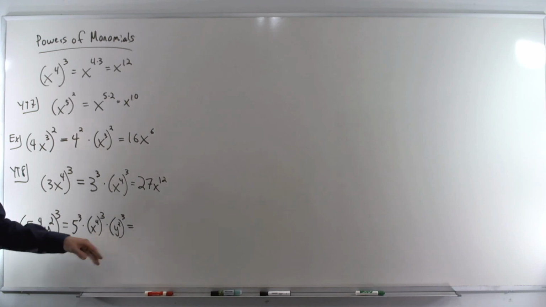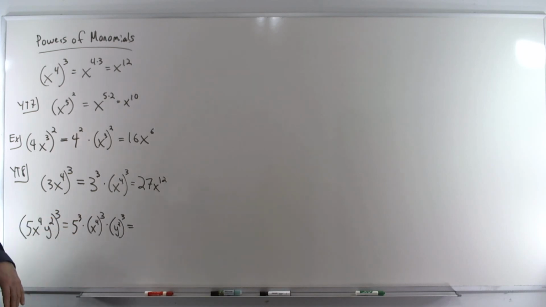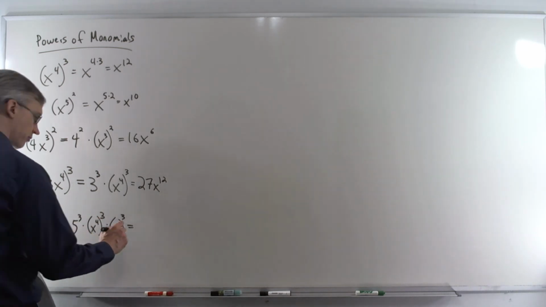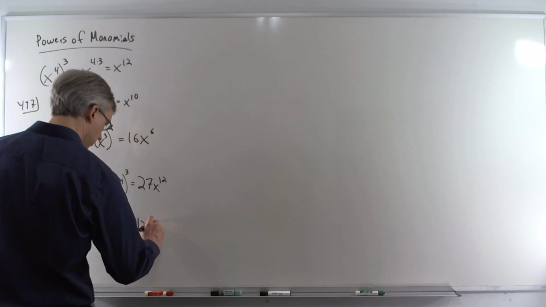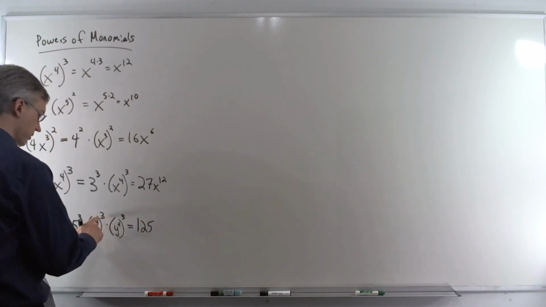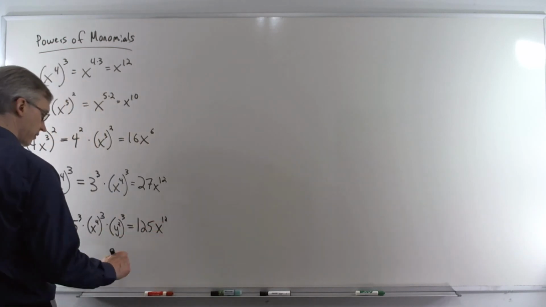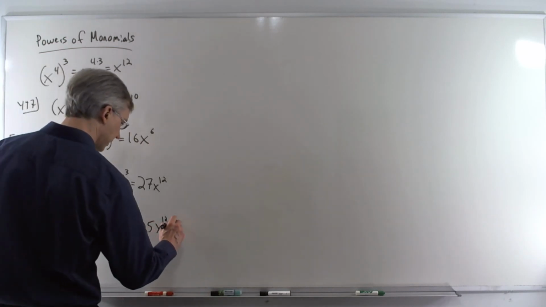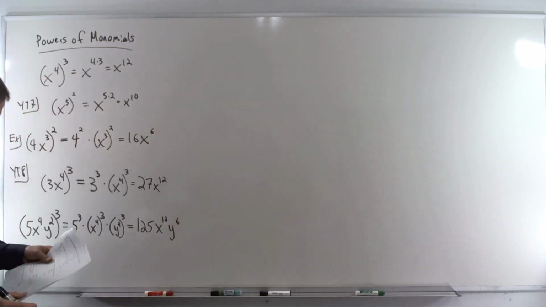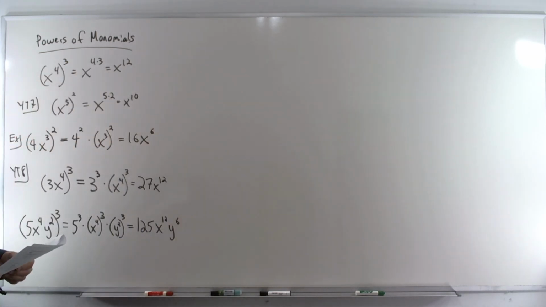Now I write out this step, and it's a good idea to do so when you're first encountering these types of problems. Make sure to keep things clear and organized. But once you get good, you can probably skip that middle step. 5 to the third, 125. X to the fourth to the third, multiply the exponents to get x to the 12th power. And then y squared to the third, multiply those to get y to the 6th. Your turn, number 9.